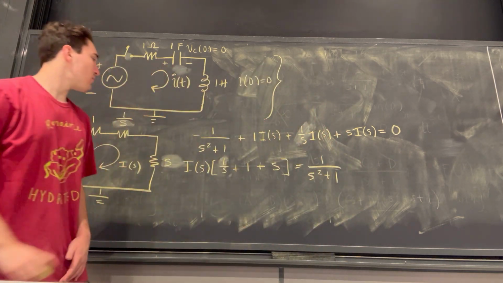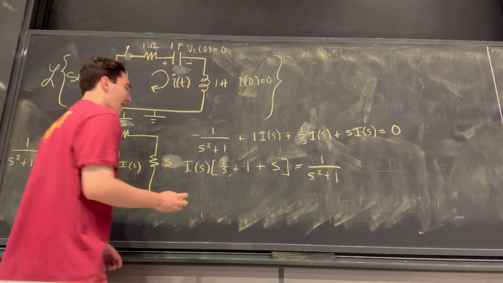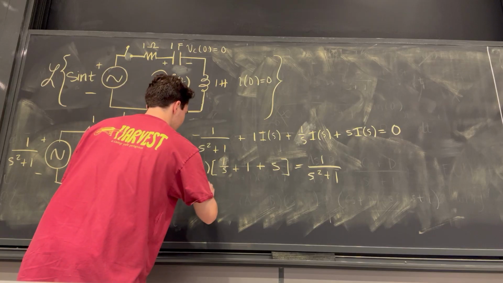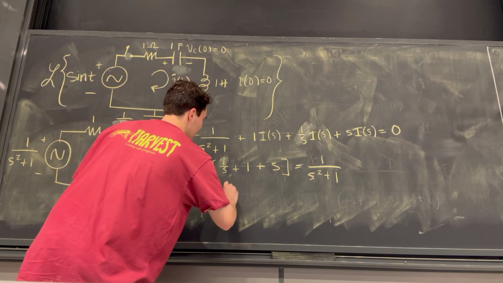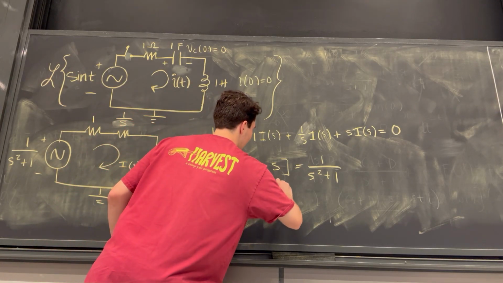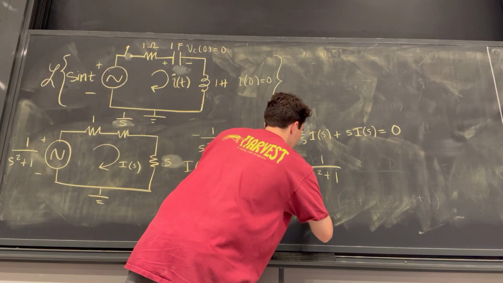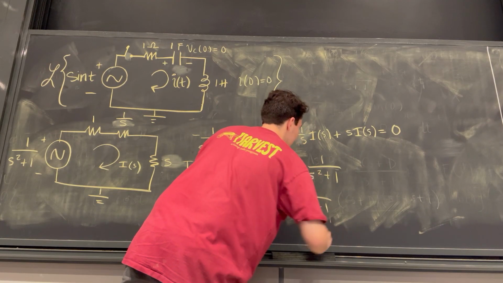Then I'm also just going to multiply both sides by s. So that's going to multiply this by s. That's going to be this now. Boom. It goes s over s squared plus 1.